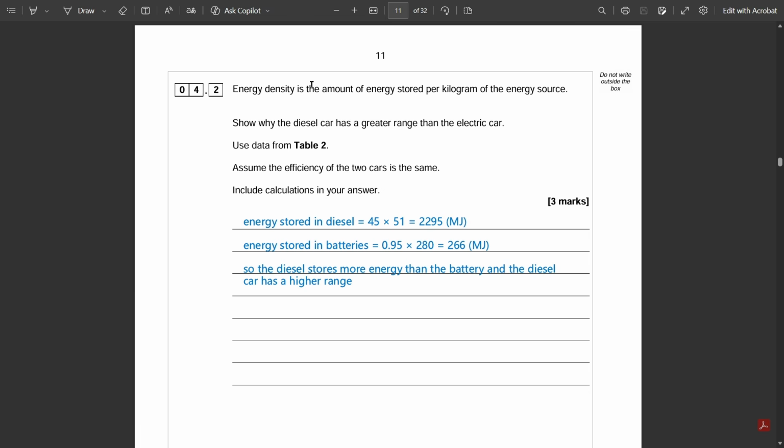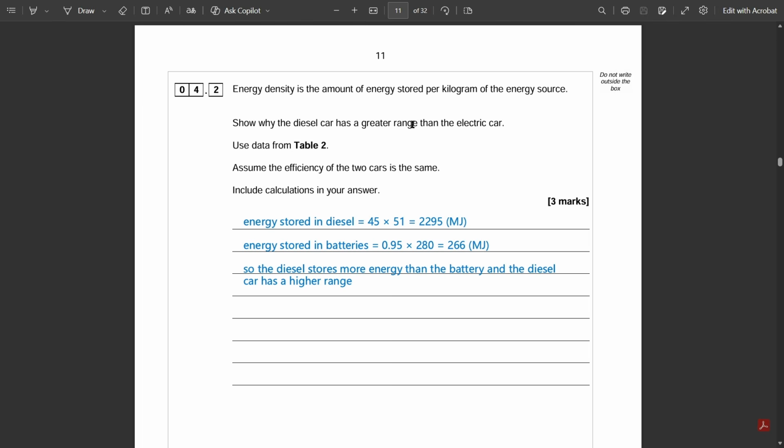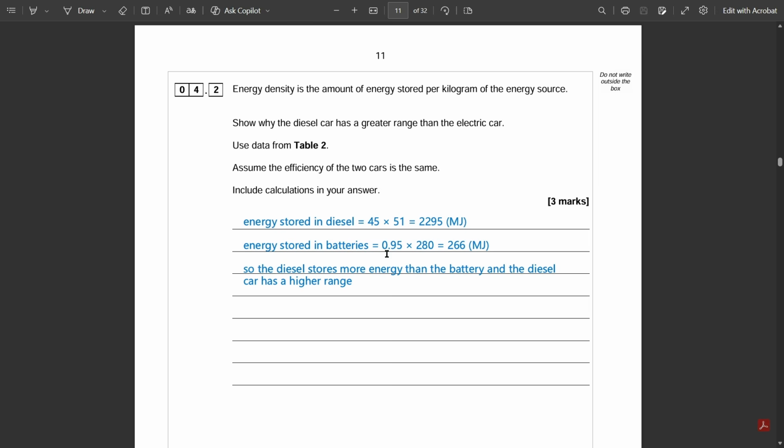Then we're told energy density is the amount of energy stored per kilogram of the energy source. So we're given both the energy density and the mass. Show why the diesel car has a greater range than the electric car. You simply multiply the energy density in megajoules per kilogram times the mass of the power source in kilograms, and then you get the total energy stored in each power source. For diesel, that is 2,295 megajoules, and for the battery, it's 266 megajoules. So the diesel stores more energy than the battery, and so the diesel car has a higher range.